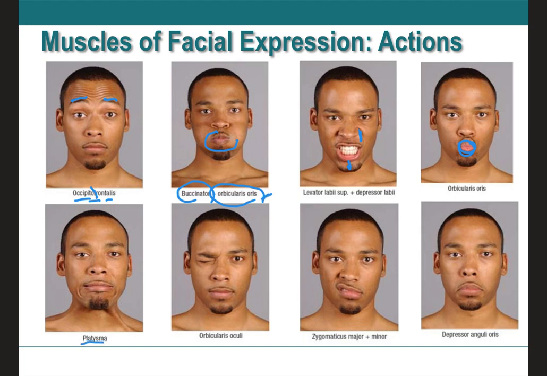The platysma, it will pull your mandible down. The orbicularis oculi closes your eye. The zygomaticus, the major, pulls your lips in this direction, and the minor elevates your lips. And the depressor anguli oris, it makes you frown because it brings your lips down.